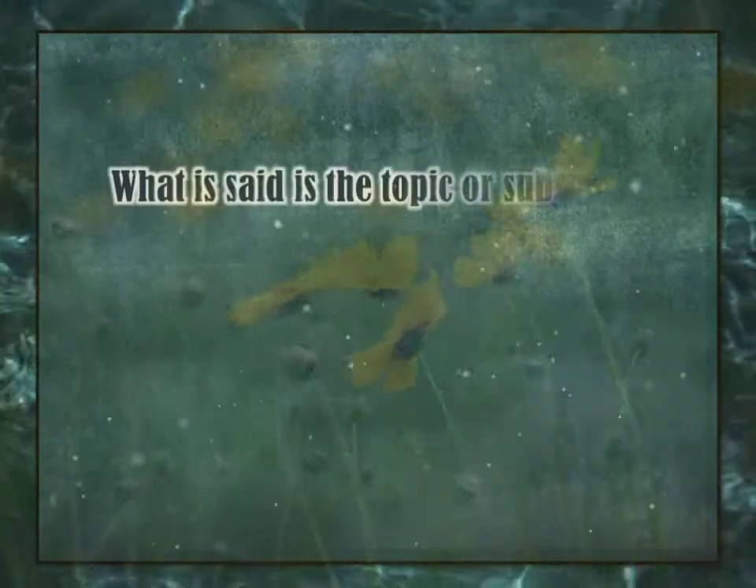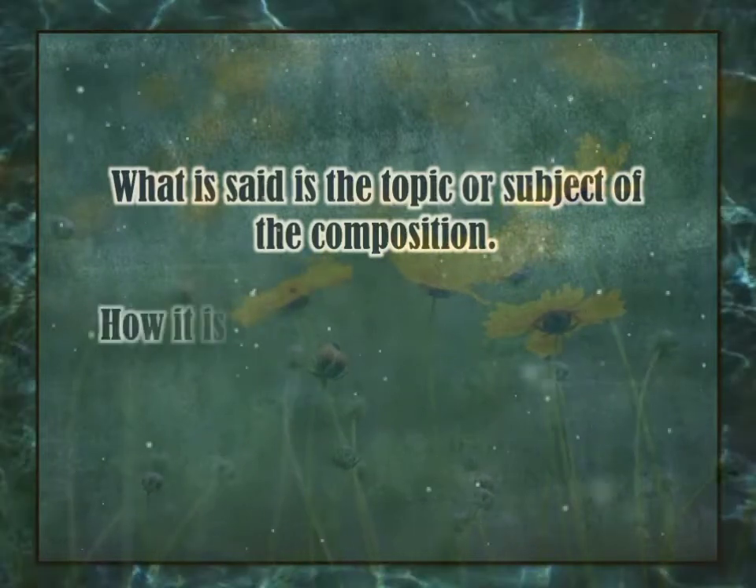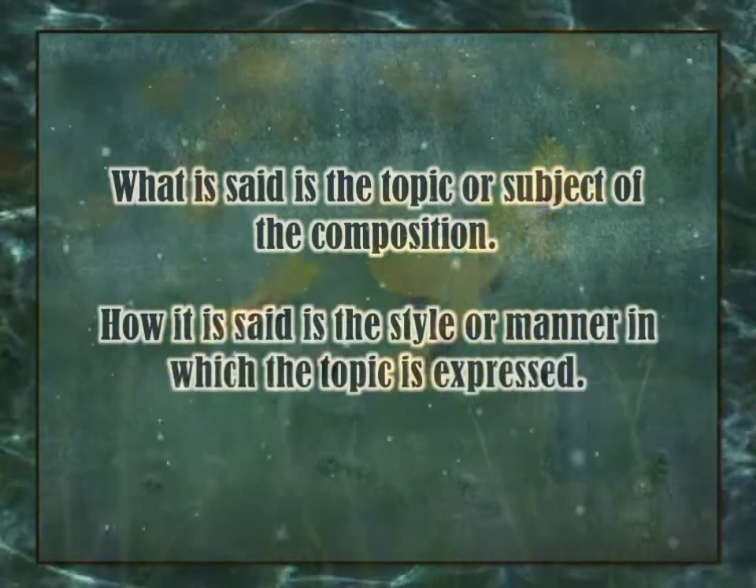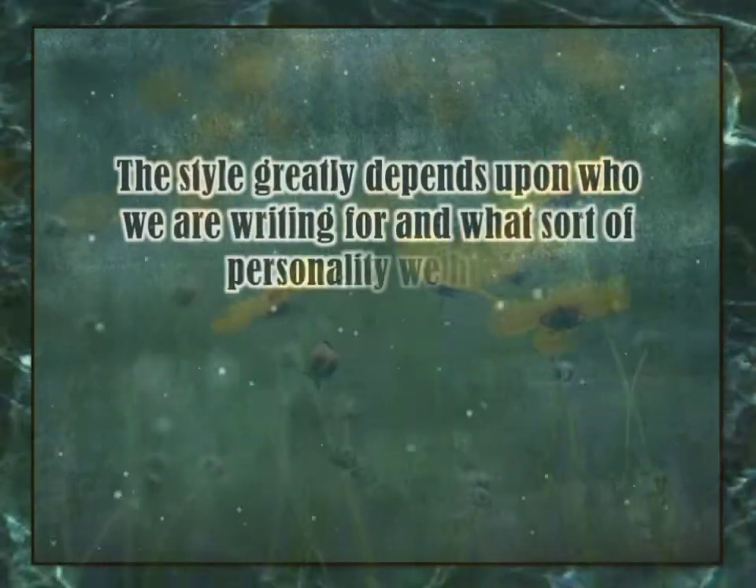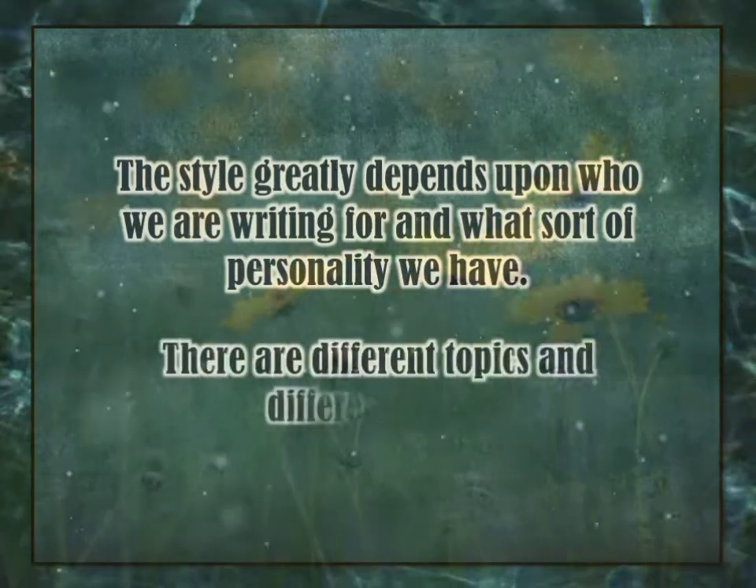What is said is the topic or subject of the composition. How it is said is the style or manner in which the topic is expressed. The style greatly depends upon who we are writing for, and what sort of personality we have. There are different topics and different styles.